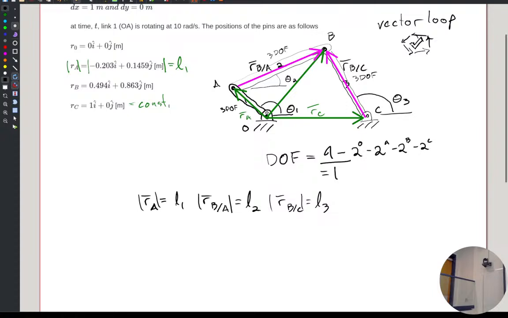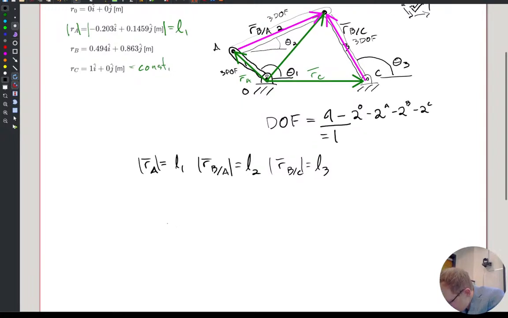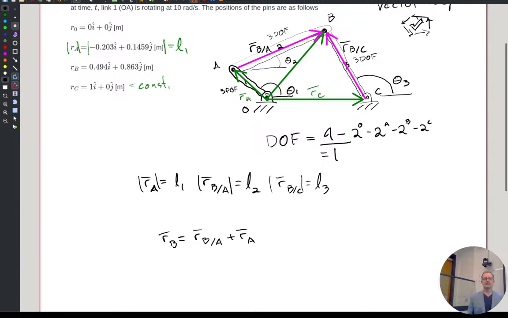Can we say RB is RA plus RBA? Tip to tail adding, right? Cool. Is that the only way to get to RB? Yeah. RC plus RBC. Two different ways of getting to the same exact point.